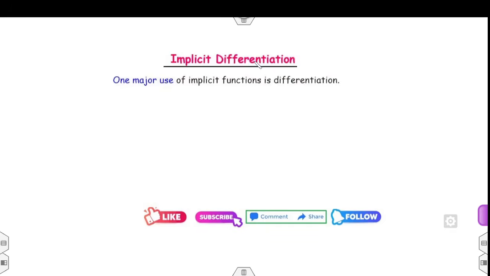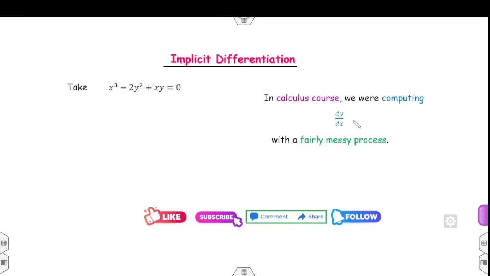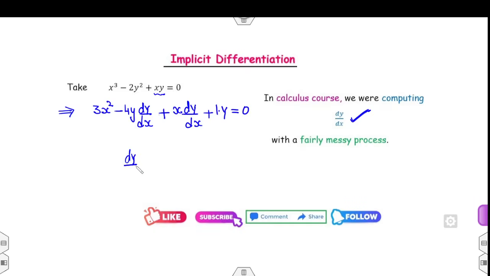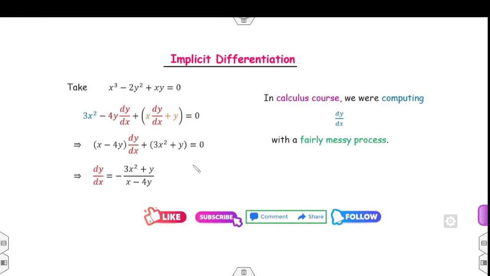One of the major uses of the implicit function is in terms of the derivative. We all know how we can find the derivative dy over dx in calculus. कैसे find करते थे आप इसका? That will take 3x square minus 4y dy over dx plus, I can use the product rule, x dy over dx plus 1 into y is equal to 0, and you can find the value of dy over dx. That comes to be this expression.